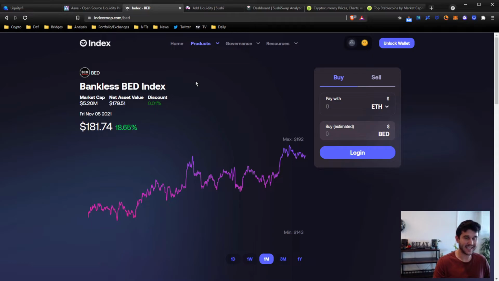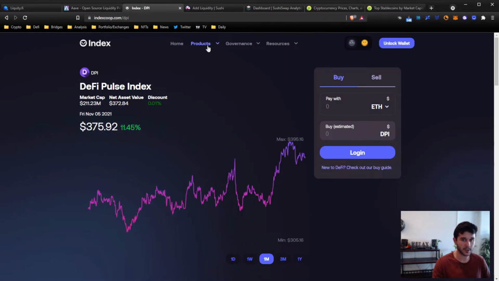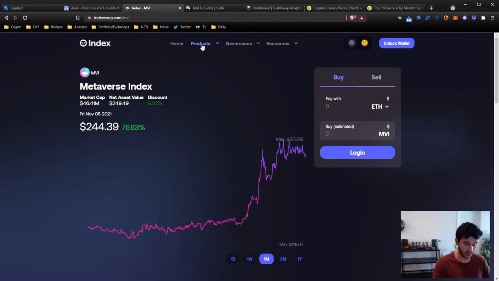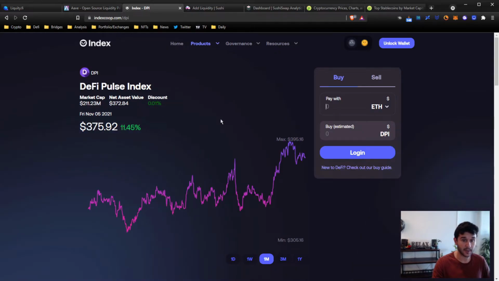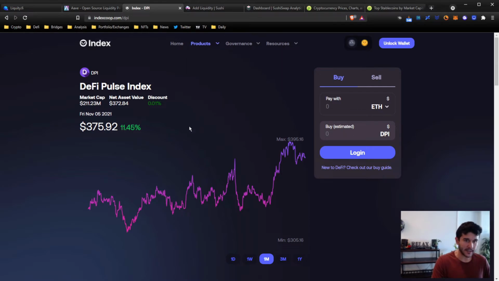Next up is Index Coop. You guys are, I'm sure, familiar with index funds, which you can invest in traditional markets. The same thing exists in crypto. If you wanted to just invest in kind of a group of DeFi protocols or metaverse protocols, it might take you quite a while to kind of research those and figure out which ones are good. And if you don't have time for that, or you just don't want to do that, Index Coop is a really good option. They currently have 4 indexes.